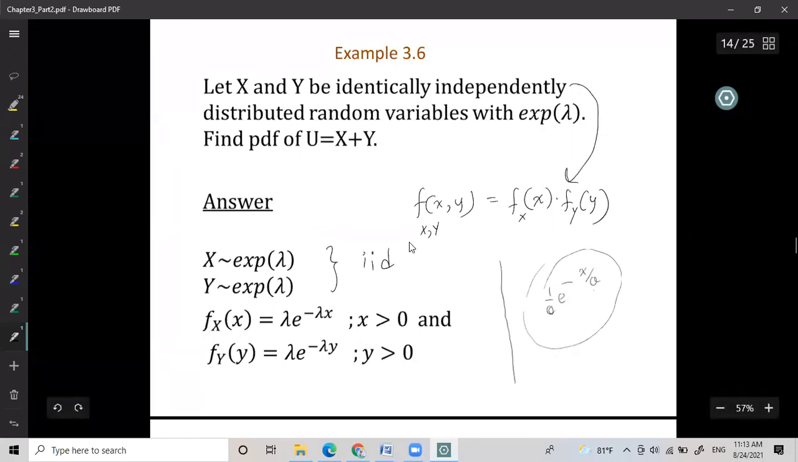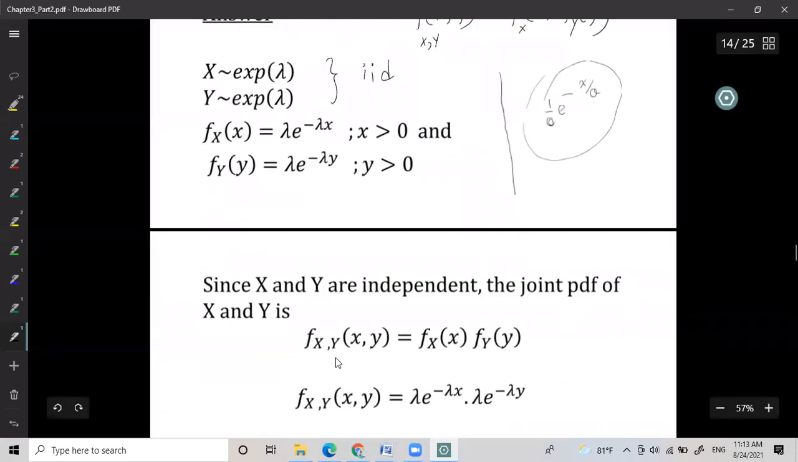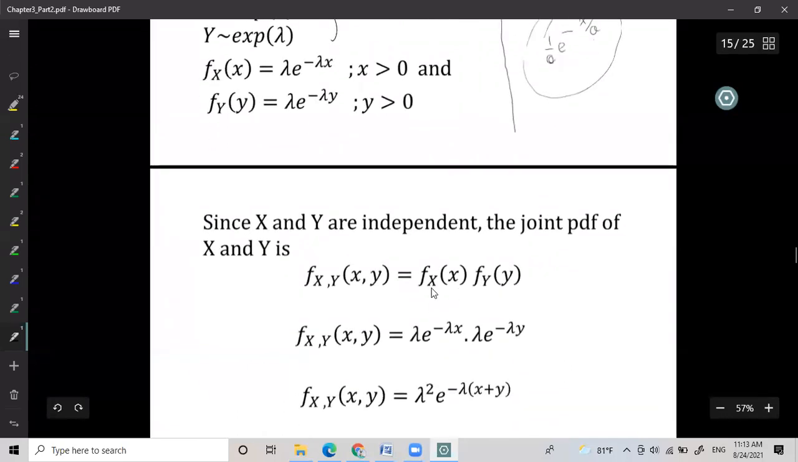Okay. Right. So we know the marginal densities of X and Y. Therefore, you can find the joint density. Easily you take the product. So lambda and lambda, you will get lambda squared. And the base is e. You have negative lambda x and negative lambda y. When the base is the same, you can add them together. So negative lambda, you take it outside and add x plus y. So this is our joint density of X and Y.